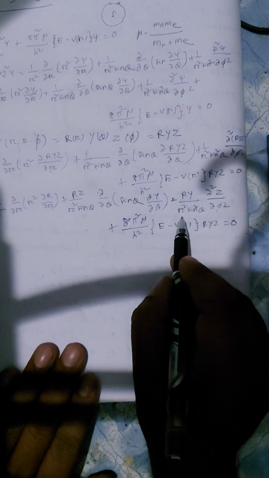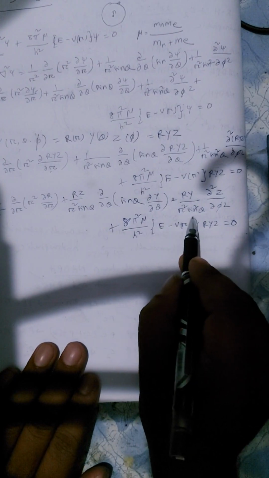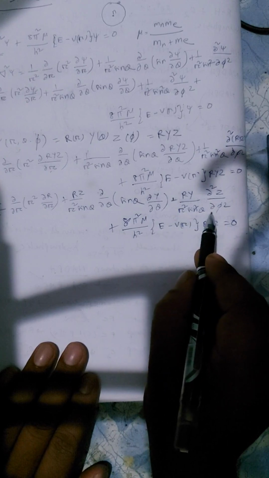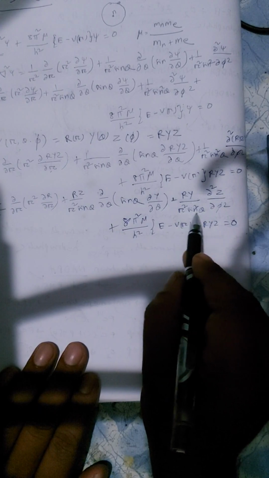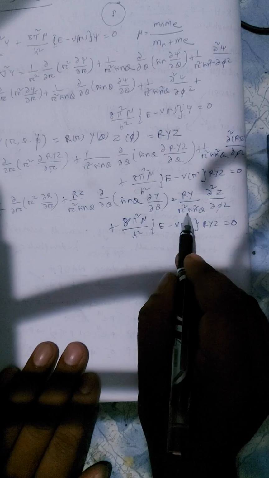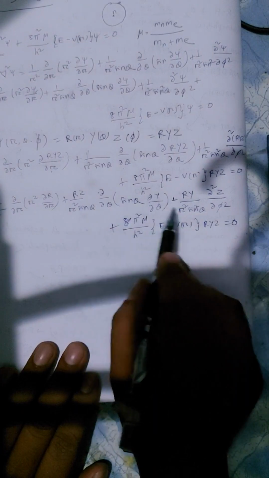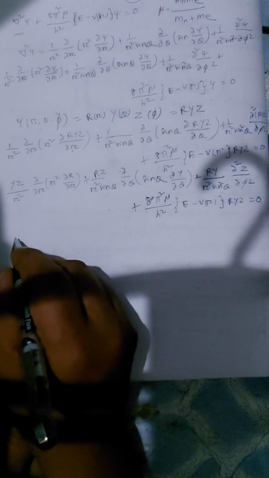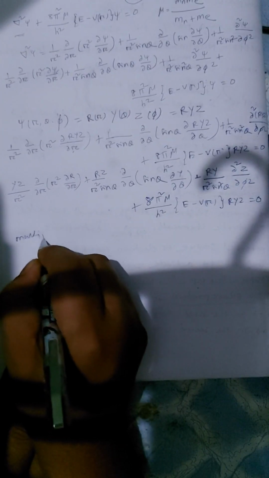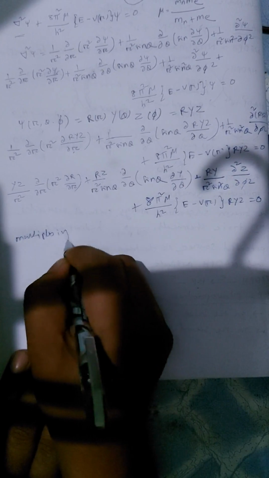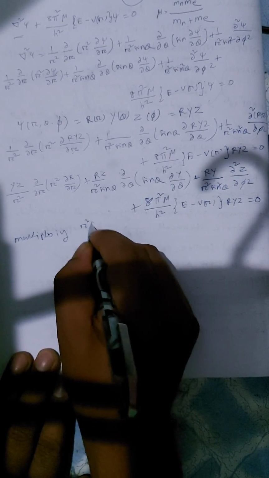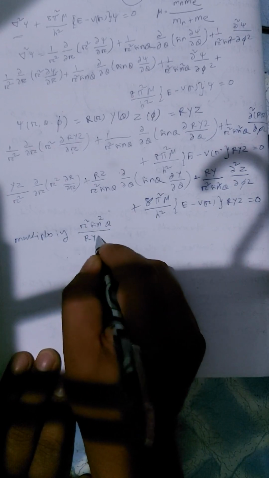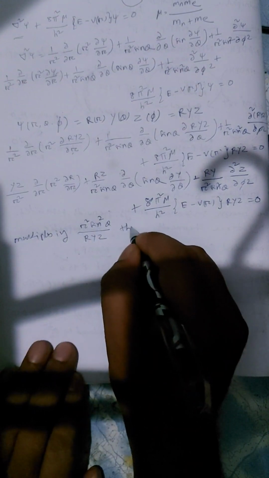Now here you see that three functions are present. One is r, one is theta, another is phi. So we keep only one variable in each. For that, we have to multiply all the equations by r square sin square theta divided by RYZ. That means multiplying r square sin square theta by RYZ throughout the equation.